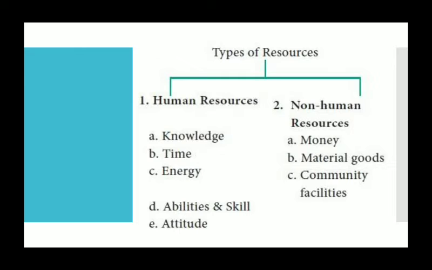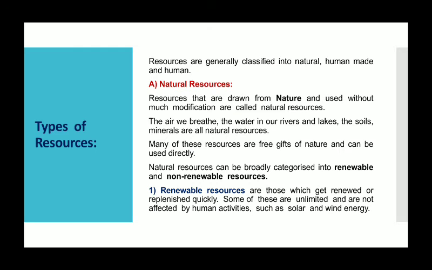There are certain things which are called non-human resources, such as money, though used by man, material goods used by man, similarly community facilities used by man. These are not human, but they are used by human beings. So with this, we have finished classification of resources. Now, types of resources in detail. Let us try to understand all these resources.